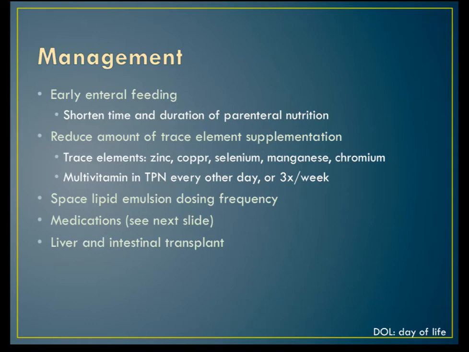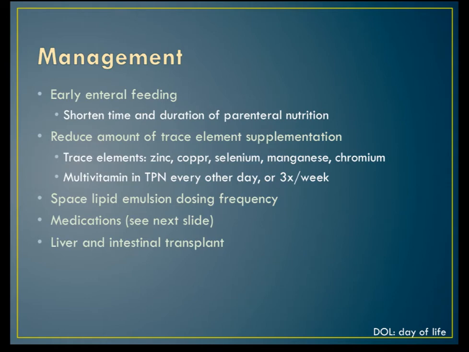We can reduce the amount of trace element supplementation. So that's another thing that's been correlated with progression of parenteral nutrition-associated liver disease: giving them too many trace elements. So we've found that if we give them multivitamin in their TPN only every other day, or maybe only 3 times a week, the patient is still getting enough trace elements that they're not going to be deficient, and they're not getting too much to where it's going to contribute to their liver disease.